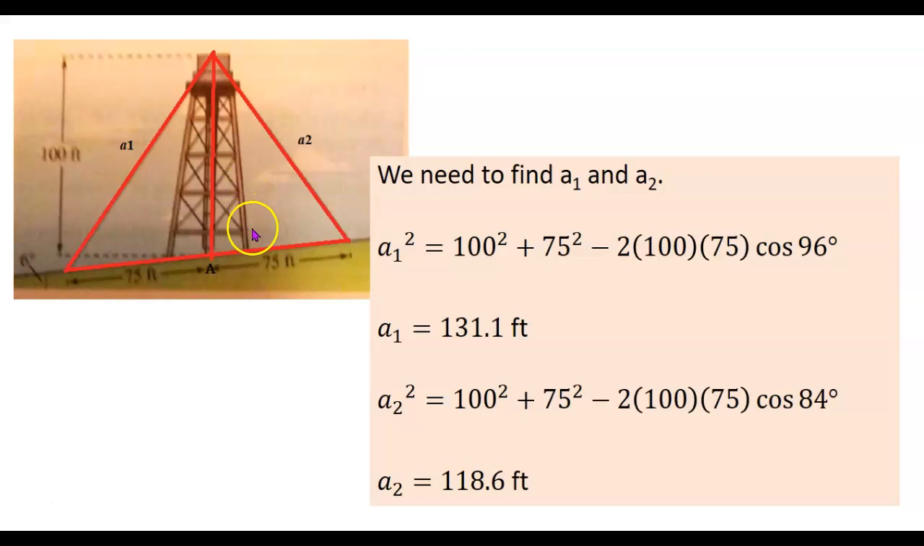And then the other triangle on the right, to find A2, law of cosines again, A2 squared equals 100 squared plus 75 squared minus 2 times 100 times 75 times the cosine of 84 degrees. Because now the angle here is a 90-degree angle minus the 6 degrees that the hillside is angled up. So from that, we do the calculations, take the square root to go from A2 squared to just A2, and we get that this guy wire is 118.6 feet. So that's section 6.2.